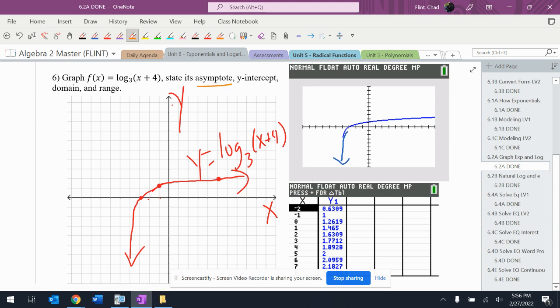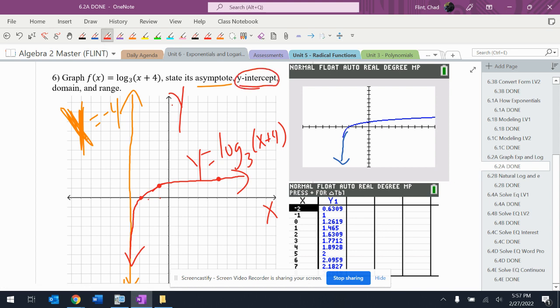Okay, what's the asymptote? Well, the asymptote is where it never gets to, and it never gets to there, which is x equals negative 4. Let's write that so it's actually slightly legible. x equals negative 4. There's my asymptote. Y-intercept. I've got one this time.